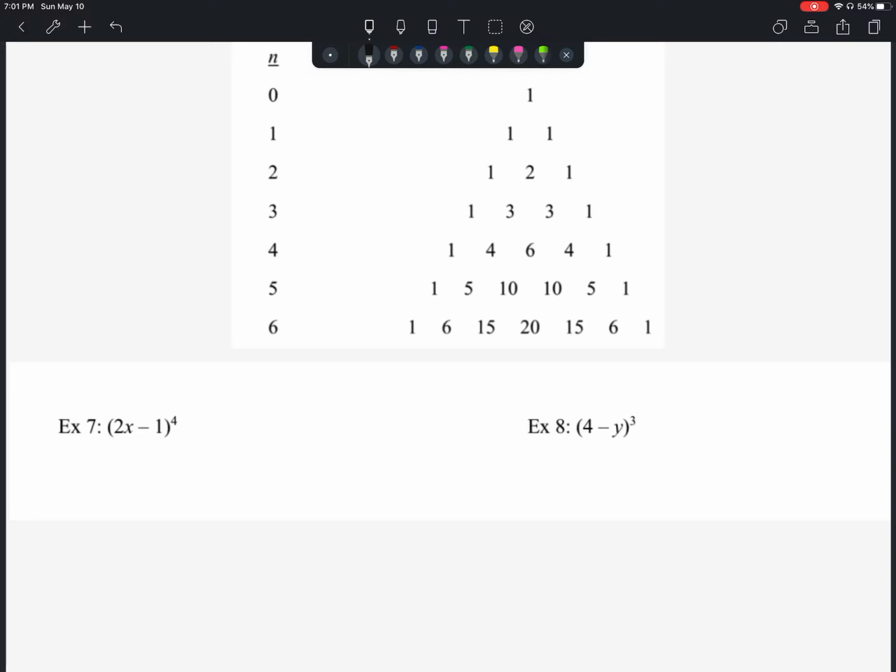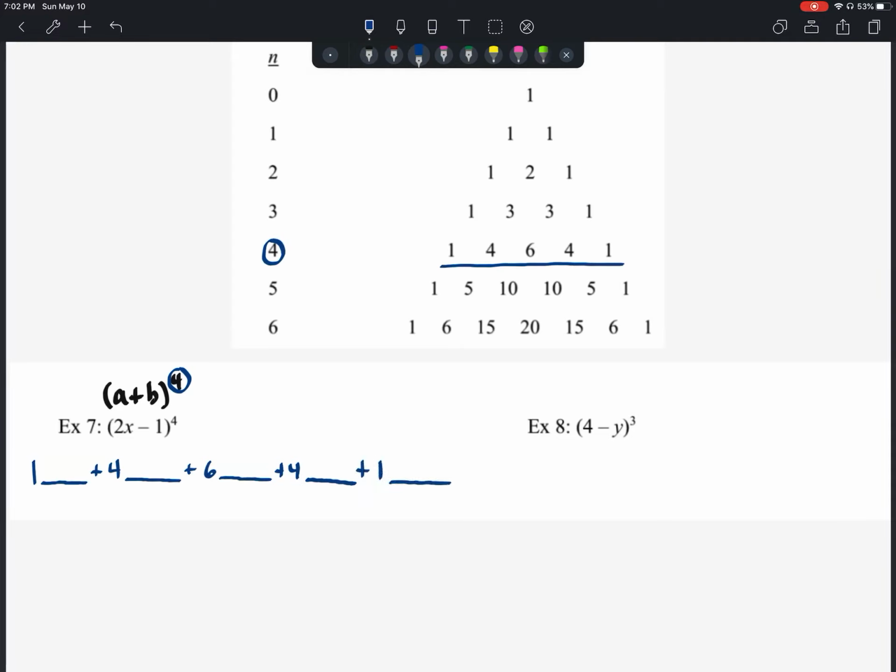Here we go. Example 7, we have 2x minus 1 in the binomial, and that's being raised to the 4th power. So remember, our goal here is we're going to treat this like it's (a plus b) to the 4th first. So we've identified here that this is 4th degree. We're choosing row 4, which means there are going to be 5 terms in the expansion. Let's go ahead and write out a little template for ourselves. We've got 1 times something plus 4 times something plus 6 times something plus 4 times something plus 1 times something. Those are our 5 terms.